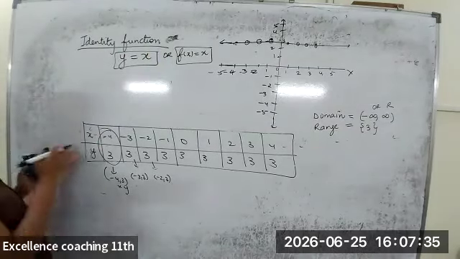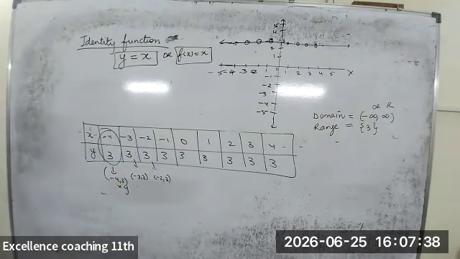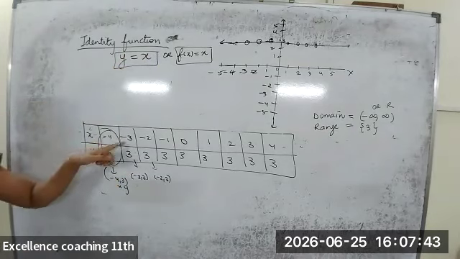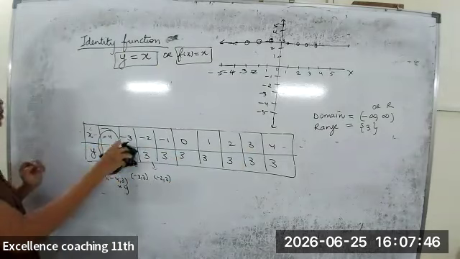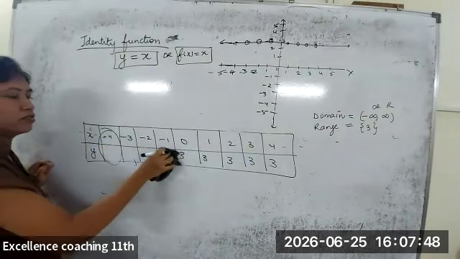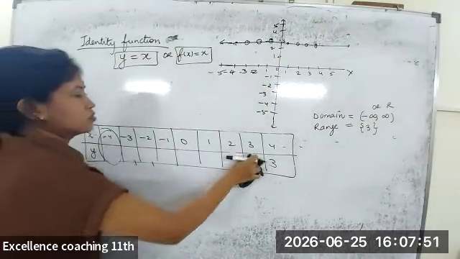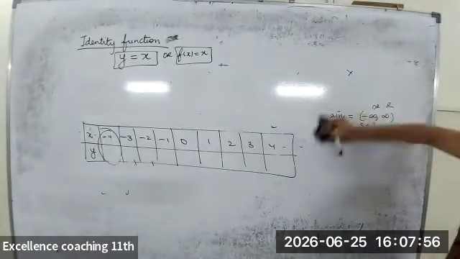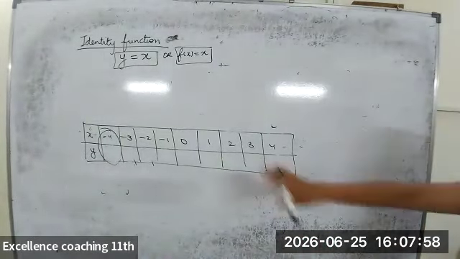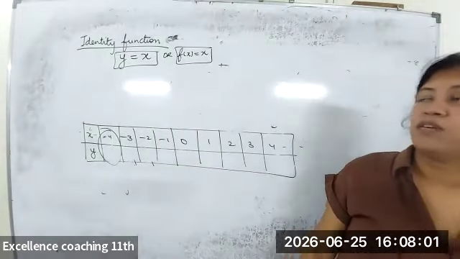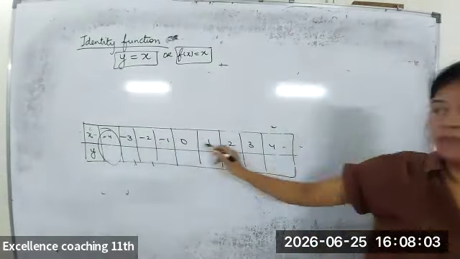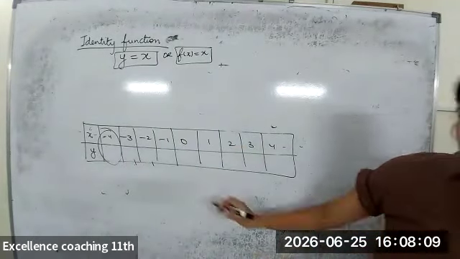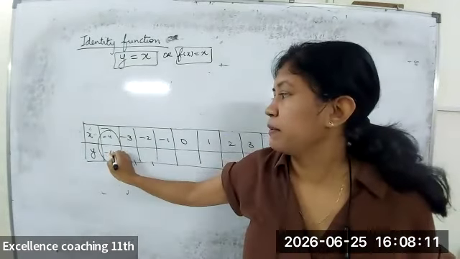Now start plotting. Draw the same table and start putting the values of x. X is fixed, so you keep x here only, and then fill up the y values. This is a fixed identity function, x equals y. The x values will always be like this. So when x is -4, y also will be -4.